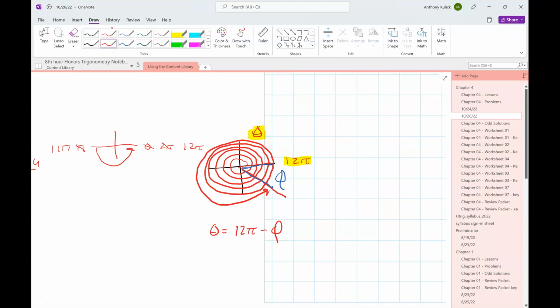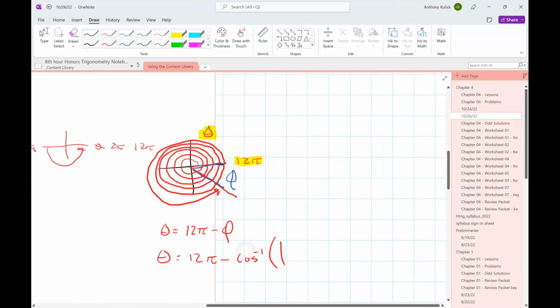Yes, sir. What is phi again? How do you find it? So phi is just going to be the inverse of what you're given, but with an absolute value around it. Okay. And then that just goes into your calculator. You want to make sure you're in what mode? Radian mode. The direction should remind you of that as well.